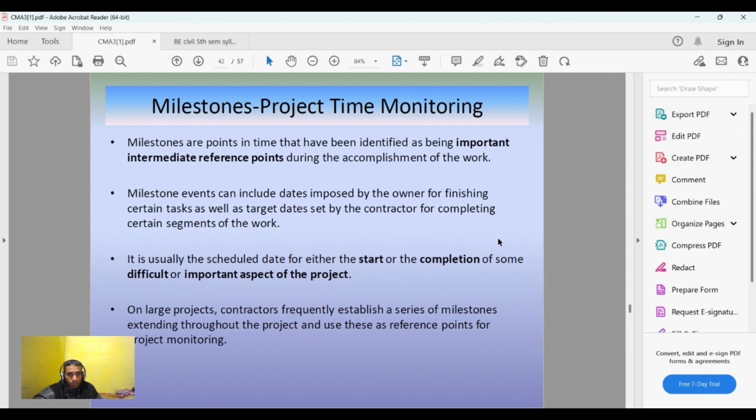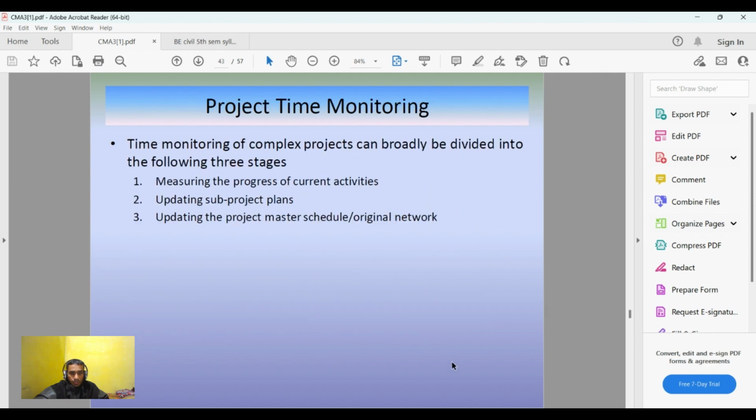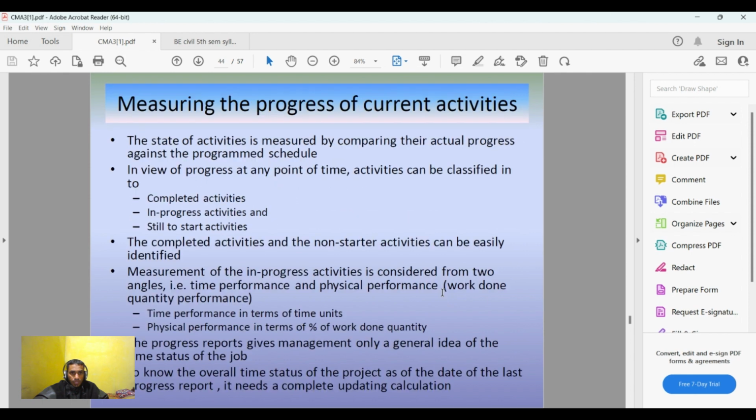Okay? So in large projects, contractor will always establish a series of milestones extending throughout the project. And that will be used as reference points for project monitoring, that is for checking the progress of the project. Okay, contractor would be pointing out certain milestones, which would be used as reference points.